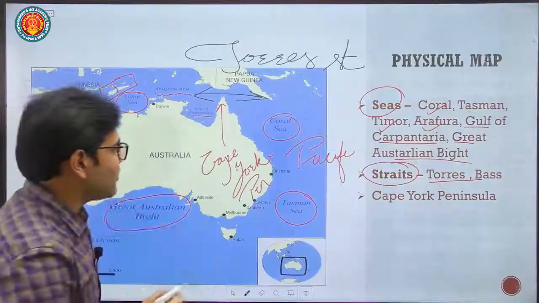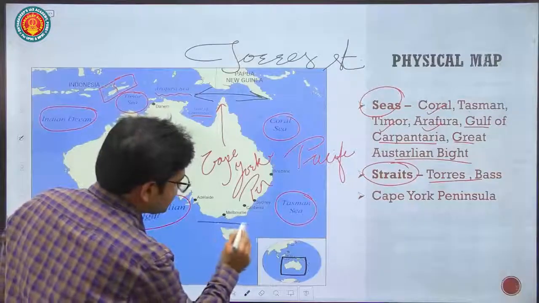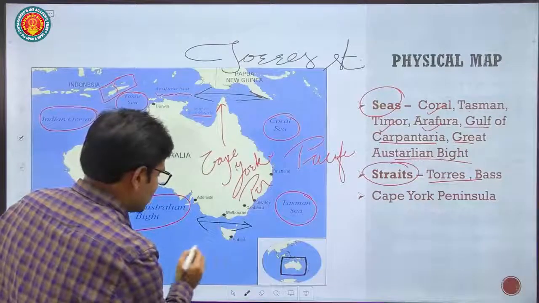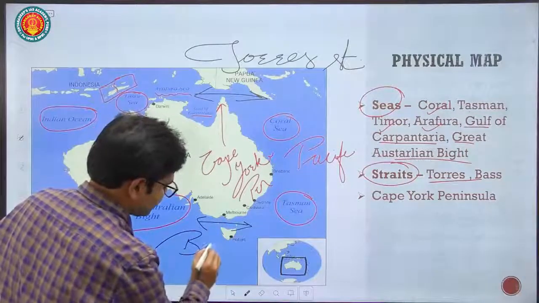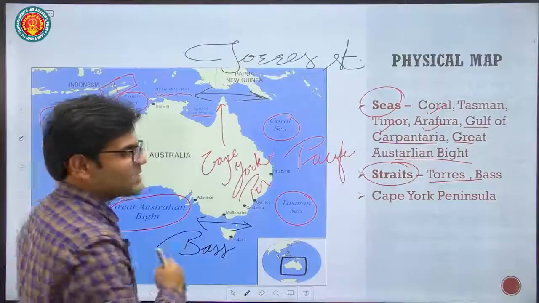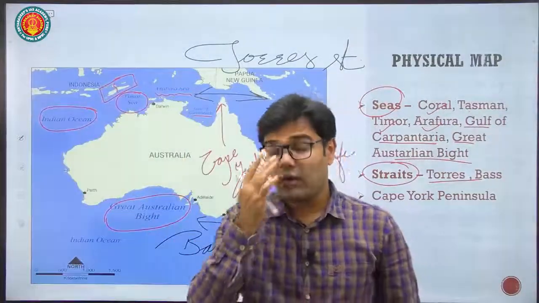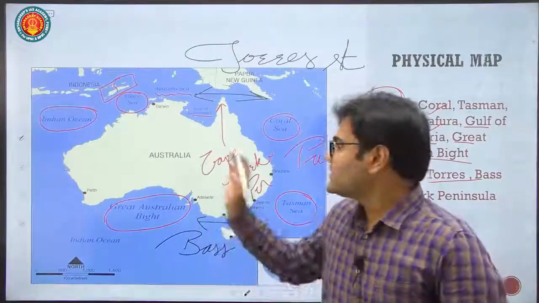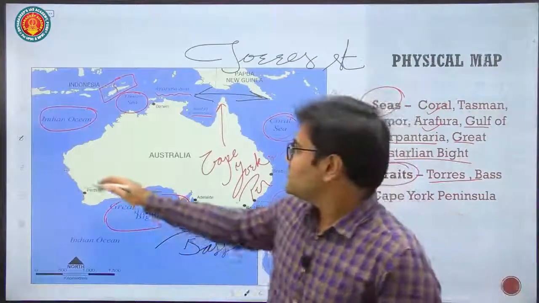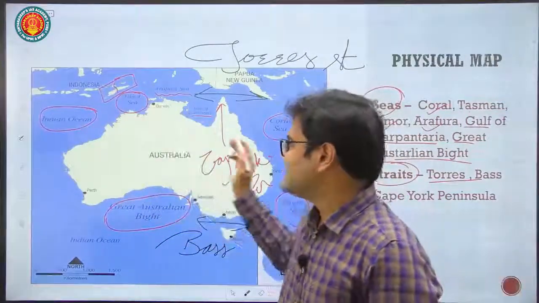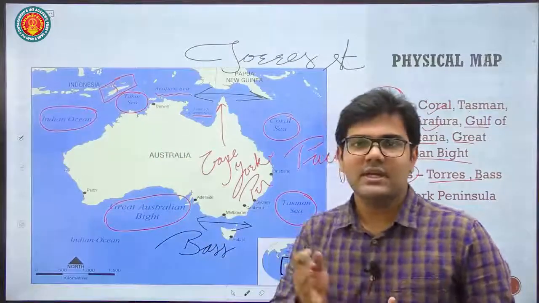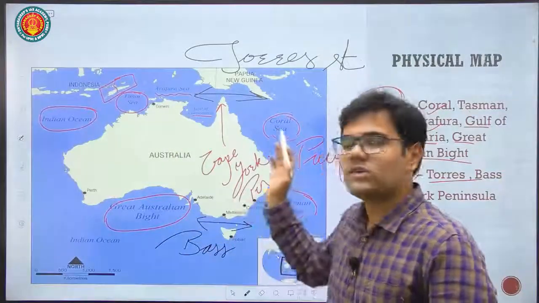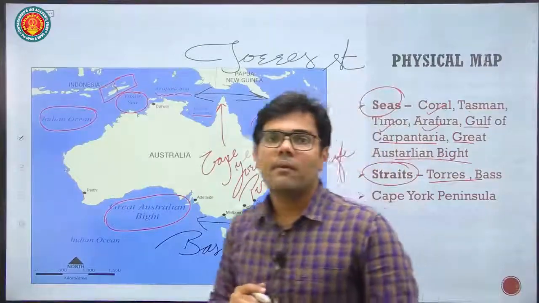So Torres Strait is very important. Then here you can see a passage of water connecting Great Australian Bight to the Tasman Sea, and this strait is called Bass Strait. So Bass Strait connects Tasman Sea with the Great Australian Bight, or you can say Bass Strait separates Tasmania from the mainland Australia. Tasmania is a part of Australia only, with capital Hobart. So we saw the important capitals and cities in the clockwise direction. Then we saw the marginal seas surrounded by the continent of Australia. Then we covered important straits.